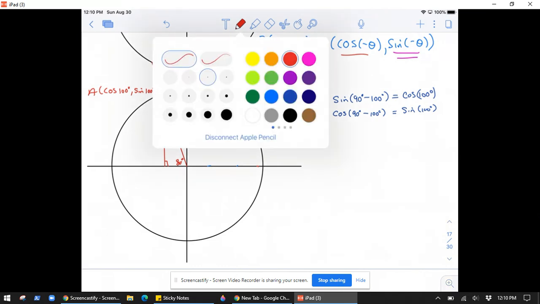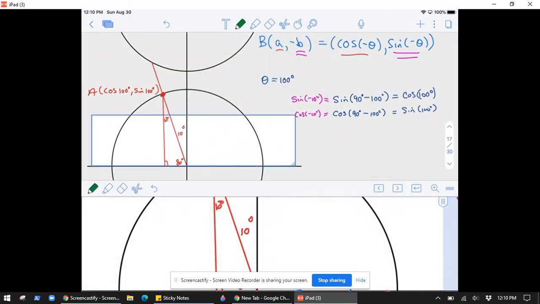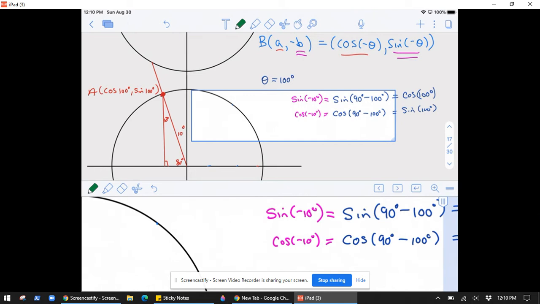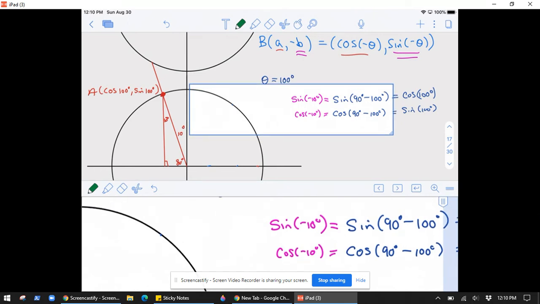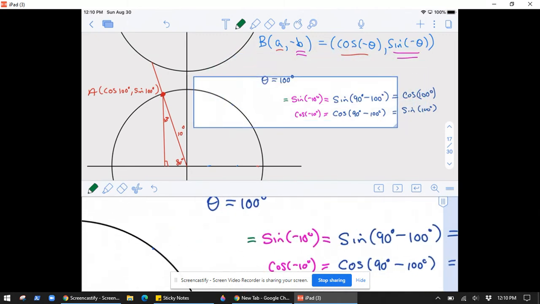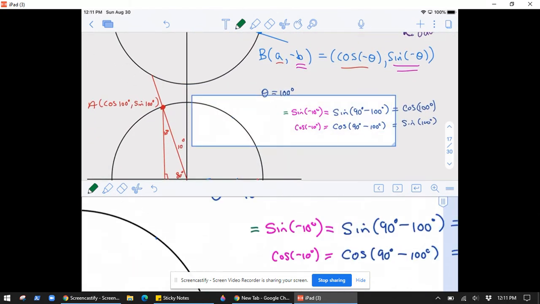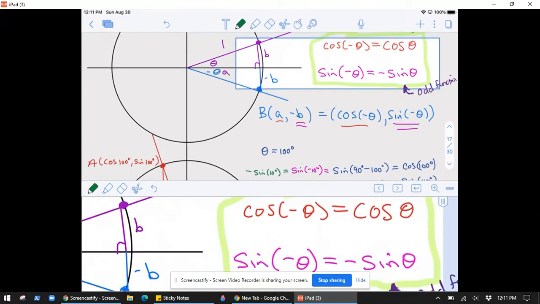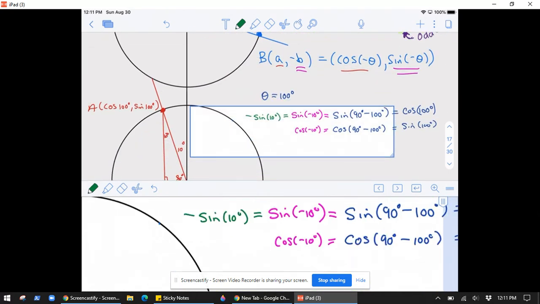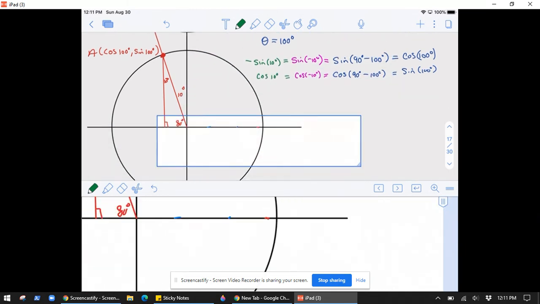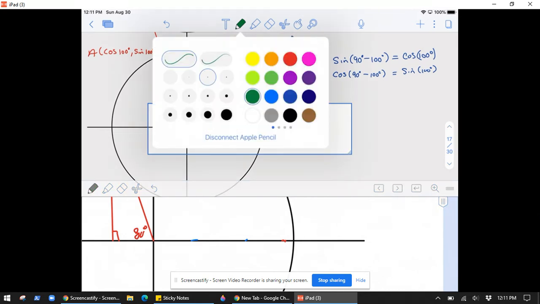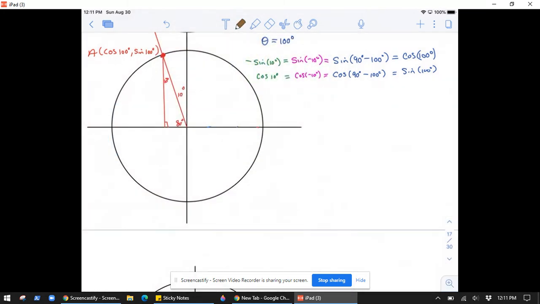Now for the other part of this, I'm going to draw in not negative 10 degrees, but actually I'm going to use my identity up here. So we know that the sine of negative 10 degrees must be the opposite of the sine of 10 degrees. And the cosine of negative 10 degrees must just be the same as the cosine of 10 degrees. So I'm going to draw 10 degrees rather than negative 10 degrees because it's going to give me a right angle. And the right angle is going to be useful in what we're going to see.